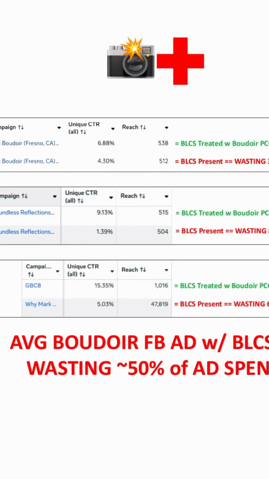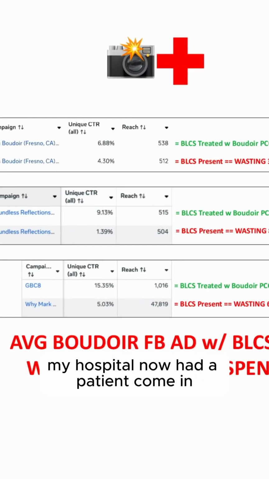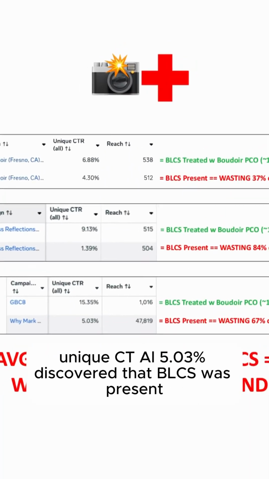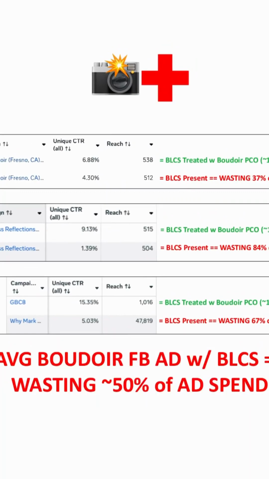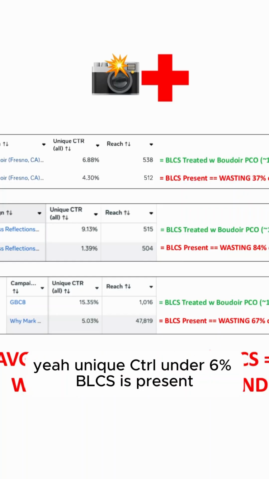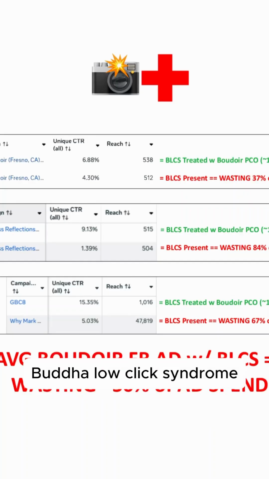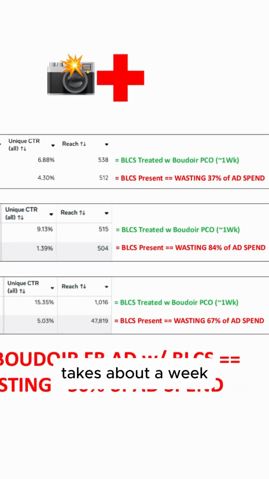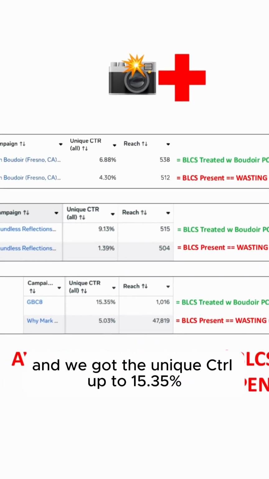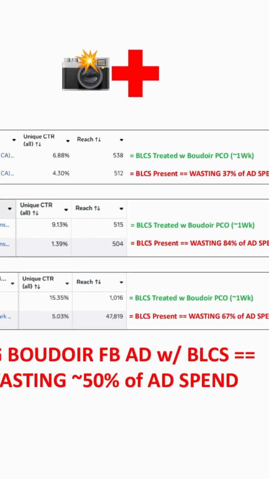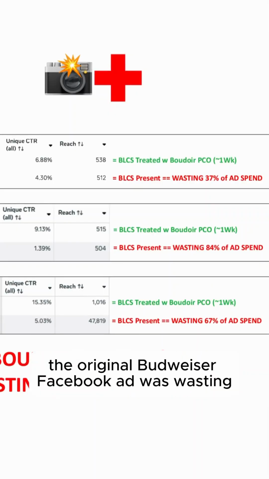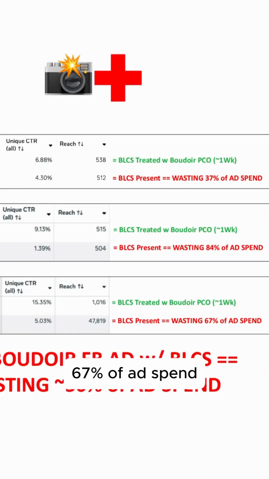Finally, my hospital now had a patient come in, unique CTRL 5.03%, discovered that BLCS was present. Unique CTRL under 6%, BLCS is present, Boudoir low click syndrome. So now we've got the solution. We can treat it with Boudoir Pico. It takes about a week. And we got the unique CTRL up to 15.35%. So we found out the original Boudoir Facebook ad was wasting 67% of ad spend.